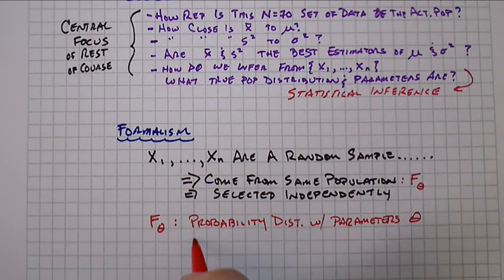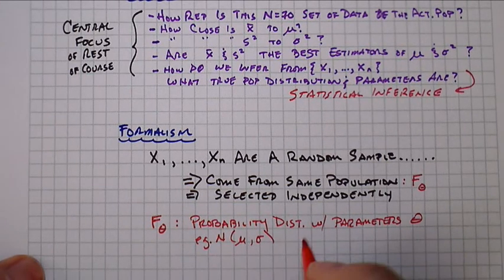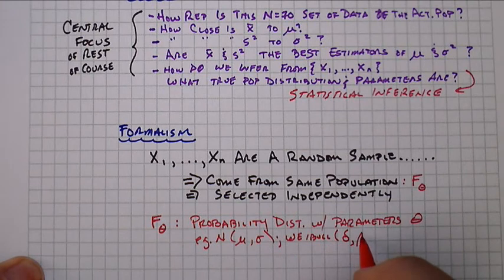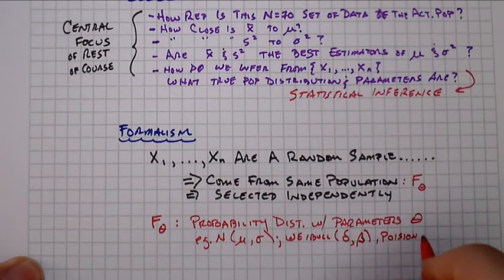So for example, the normal distribution with parameters mu and sigma, or the Weibull with 2 parameters, delta and beta. So notice we aren't always working with mean and standard deviation or mean and variance. Could be single parameter models such as the Poisson with parameter lambda, or back to a two-parameter model, the gamma distribution with parameters r and lambda.